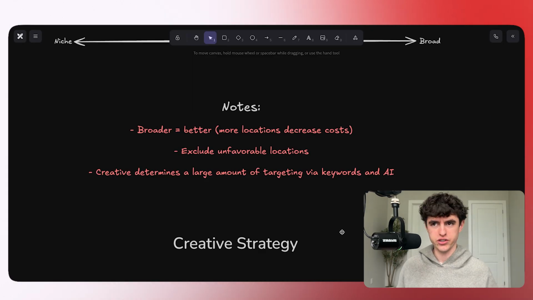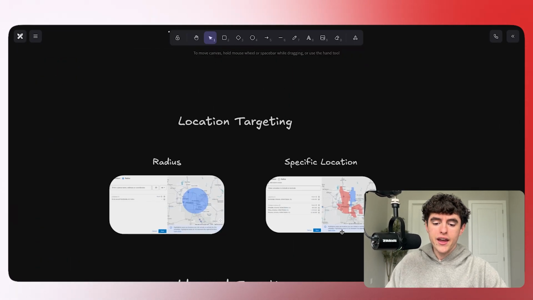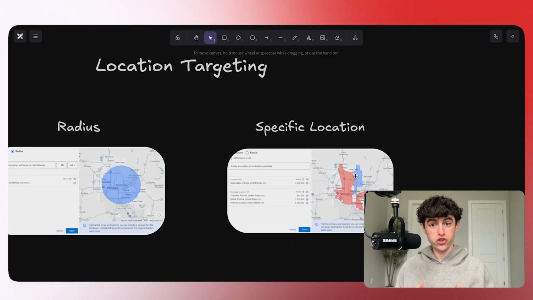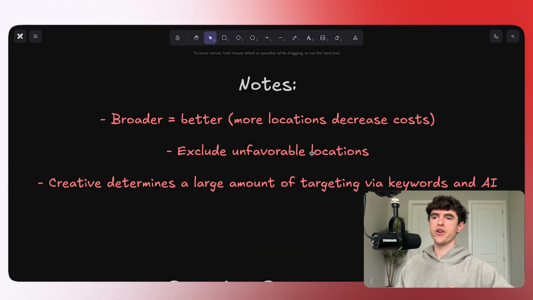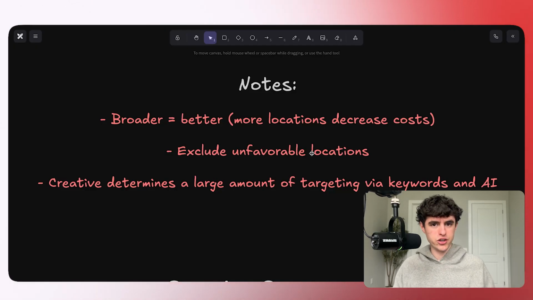Now, you're going to say things like, well, what if you don't service X, Y, and Z? Great. There's a balance here because this is a great question. Target as large of an area as you service, and then let's say there are unfavorable locations, just exclude those from your targeting instead of targeting individual locations. And this I've noticed just works a little bit better.